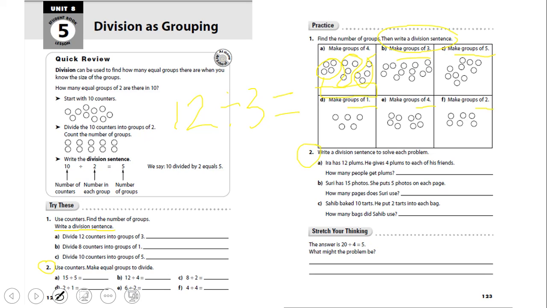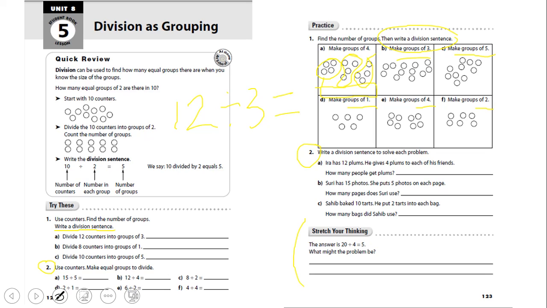Number 2 on page 123, you are basically solving some word problems. Ira has 12 plums. He gives 4 plums to each of his friends. You only have to write the answers for this one. But again, if you need to draw it out to help you get the answers, please do it.